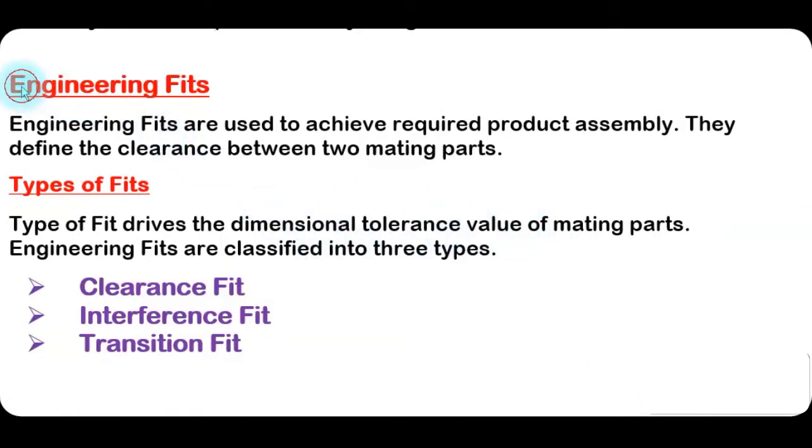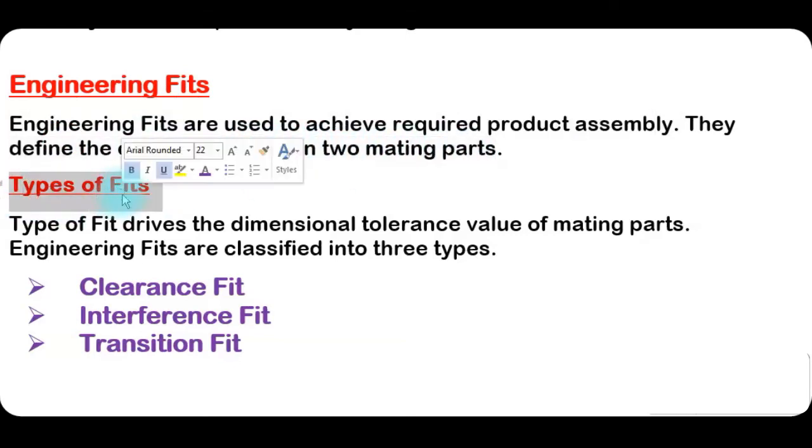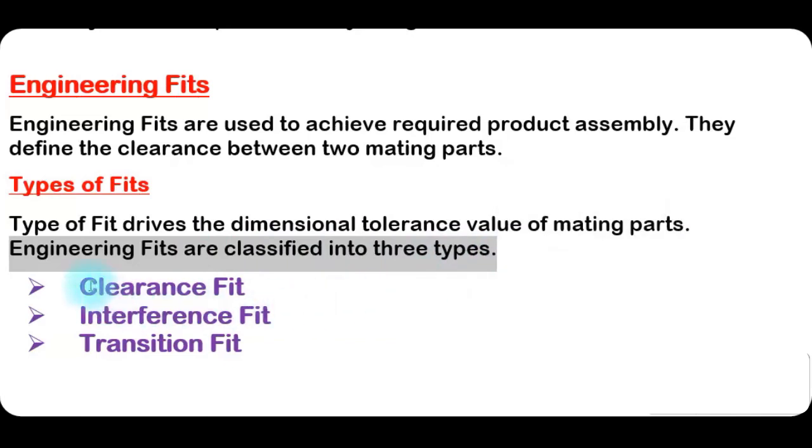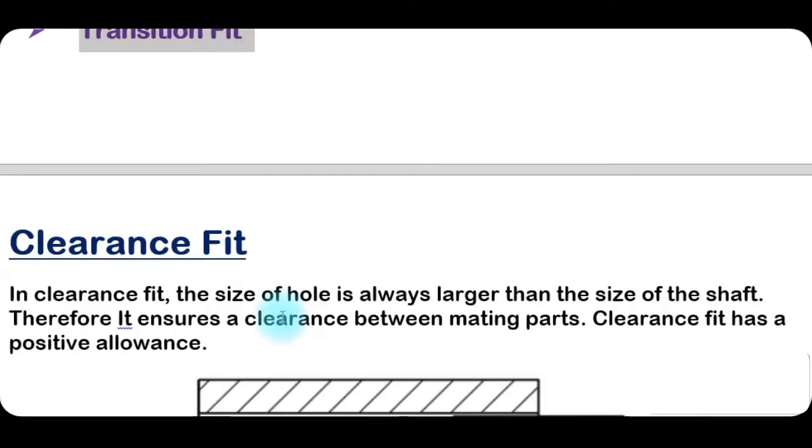Engineering fit. Engineering fits are used to achieve the required product assembly. They define the clearance between two mating parts. And now types of fit. Based on the dimensional tolerance value of the mating parts, engineering fits are classified into three types. First is clearance fit, second is interference fit, third is transition fit.